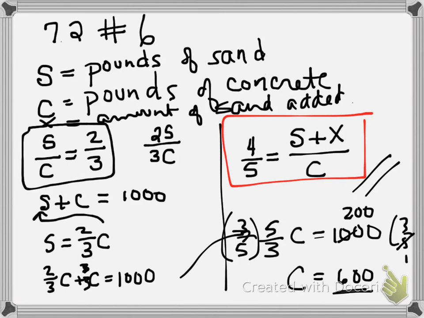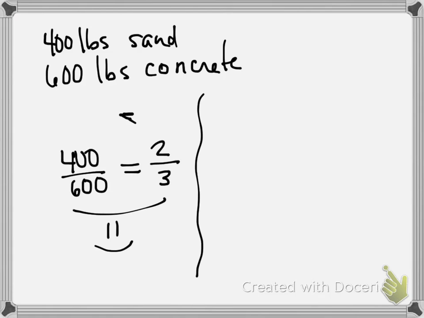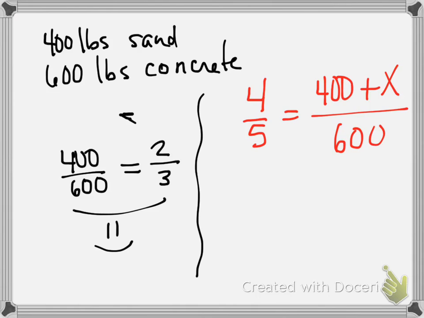So the amount of sand I have plus something, divided by the amount of concrete I have, should be in the relationship of 4 to 5. Now, I'm not adding any more concrete. I'm just adding some sand. So if I take that same relationship and I say, well, 4 is to 5 as my 400 pounds of sand plus something is to 600. So this new relationship, I haven't added any more concrete, this new relationship should be in the ratio of 4 to 5. So I'm going to pretend this is a fraction again. So I'm going to cross multiply.